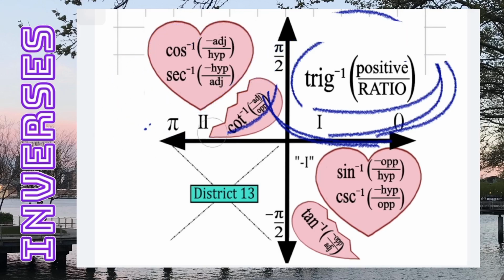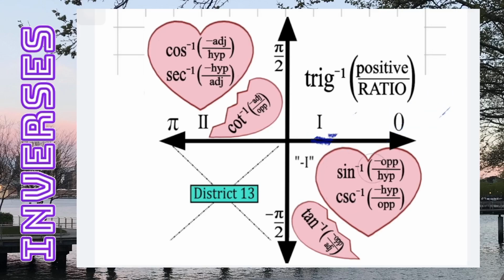As for tangent and cotangent, I promise if you Google and look online, there's more than a 90% chance that the cotangent inverse information you're going to find is wrong, okay? I'll get into more detail in another video.